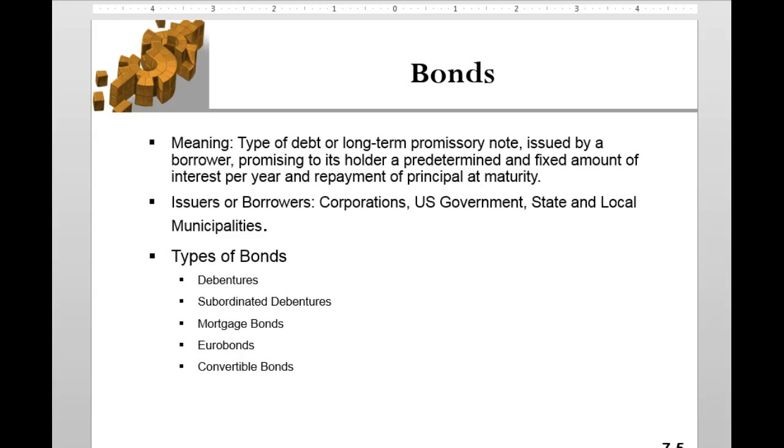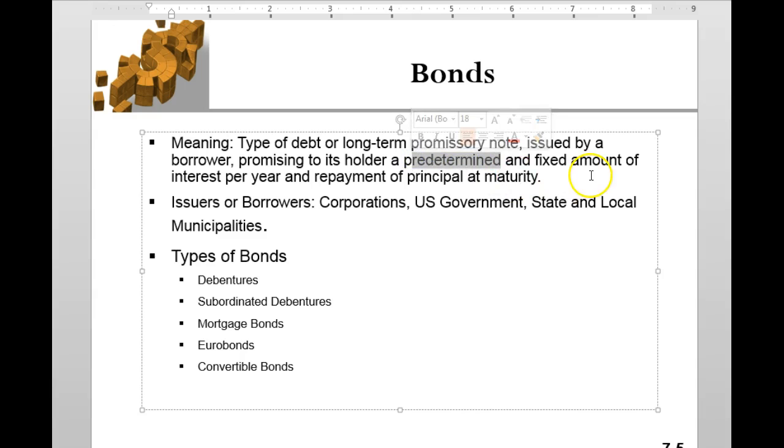Bonds are a type of debt or long-term promissory note, and it's issued, and it promises that the holder will receive a predetermined, and this is kind of important, predetermined fixed amount of interest per year and repayment of the principal at maturity. So there are 2 cash flows in a bond: the interest paid each year, and at the end of the bond maturity, the principal is repaid. Those are 2 amounts you have to be aware of when you try to value a bond.